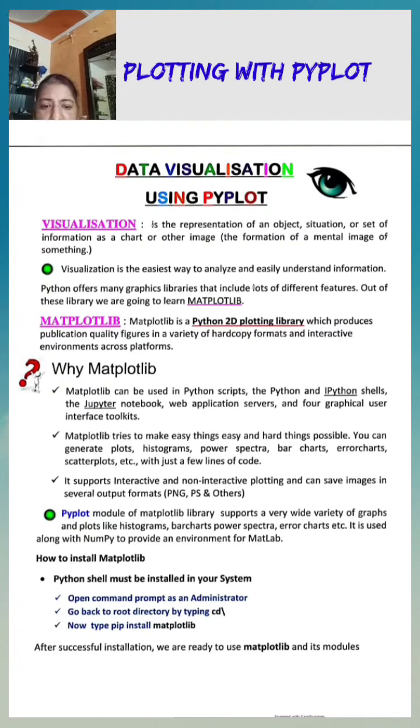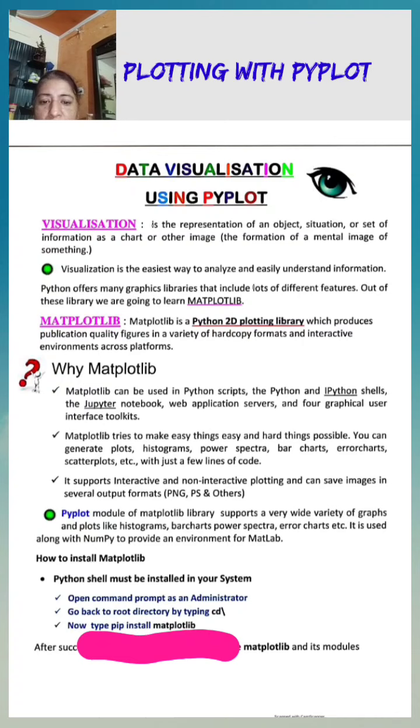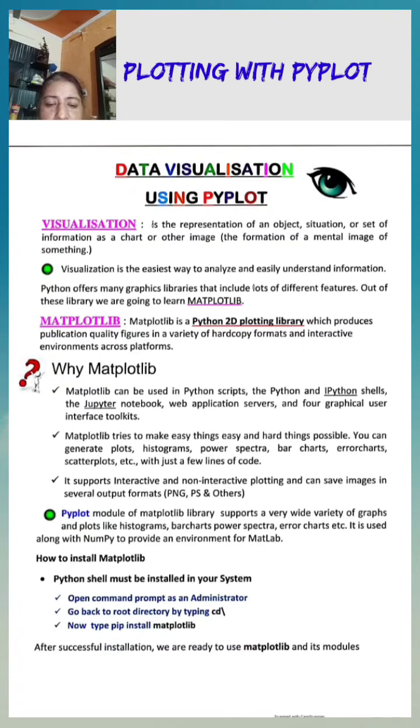To install matplotlib, you have to open the command prompt and then go back to the root directory and type the command pip install matplotlib. This command you can use to install the matplotlib library. This library contains all the modules related to the charts. Clear?